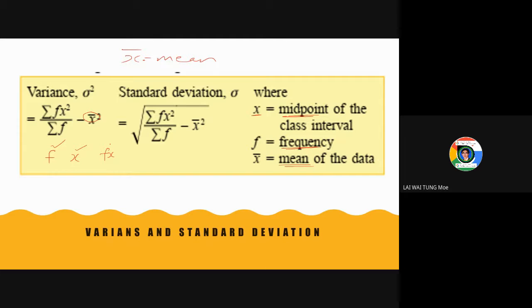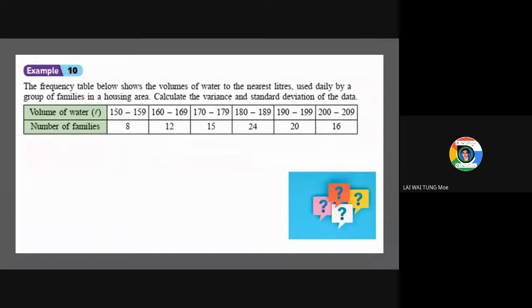This is one thing you need to know. And then you also need to find the x squared, because from this formula you need the value of x squared. And then you also need the value of f times x squared. From these values, you know that you need to find them in order to get the standard deviation, the mean or the variance. Okay, so let's look at one example.